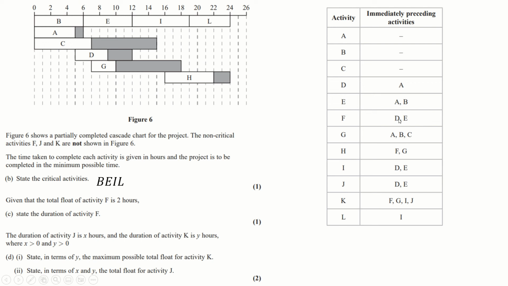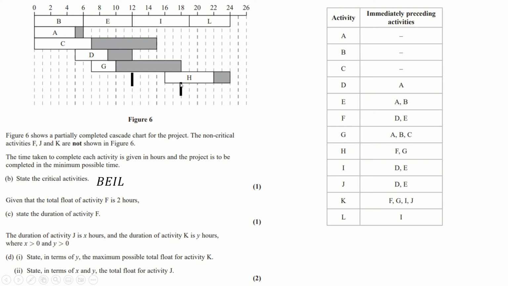Now F, looking at this, has to start after D and E. So F can only start here, earliest, because that's after E. And it also has to be done by the time H starts. Now H doesn't have to start here because of this float time. So H could start at 18.